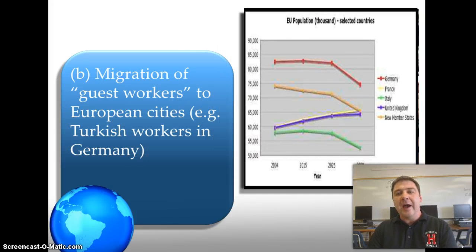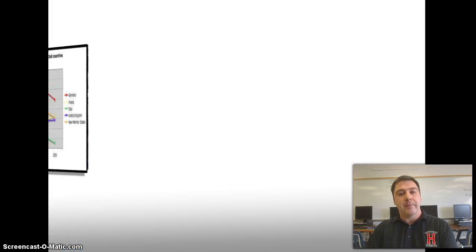As we look at the red line here, we notice Germany's population, along with countries like Italy, is going down very steadily. Okay, the German population isn't increasing at all, and in fact by 2050 it's projected to be 10 million less than it is today. Another reason why guest workers will continue moving to Europe.